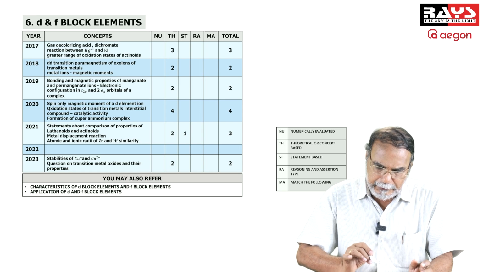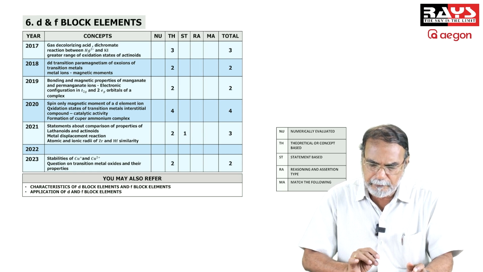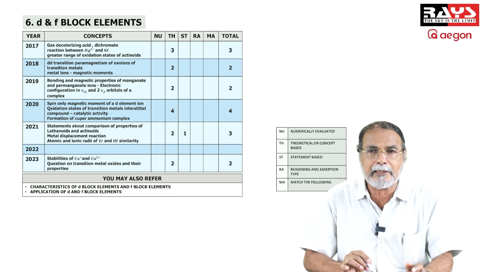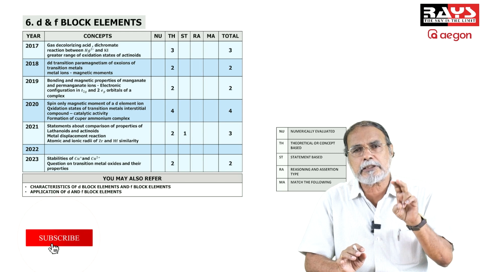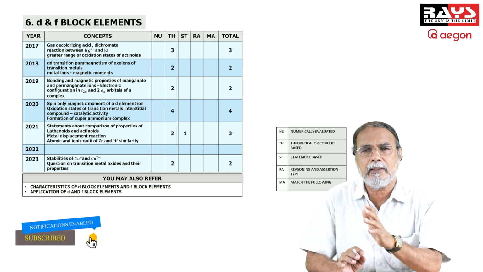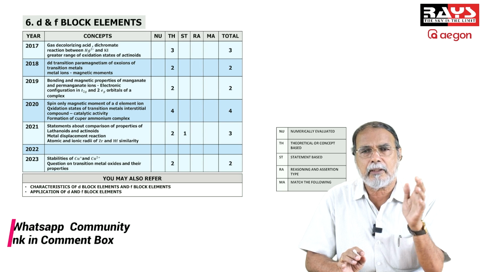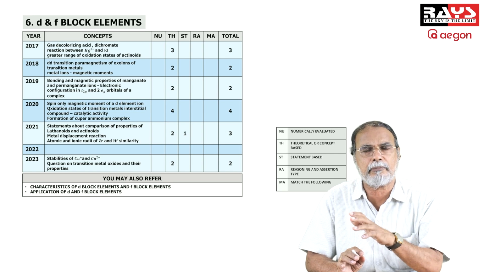Okay. Then in 2019 there was the question on bonding and magnetic properties of manganate and permanganate. That's very important. The 2 compounds now in the D and F block series are permanganate and dichromate. So conversion of manganate to permanganate. So the structure and the bonding mechanisms, all those things are very important. And also for chromate, dichromate conversion.